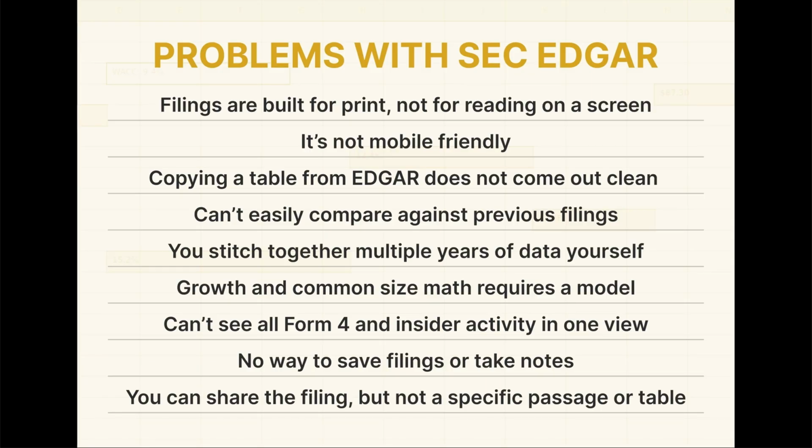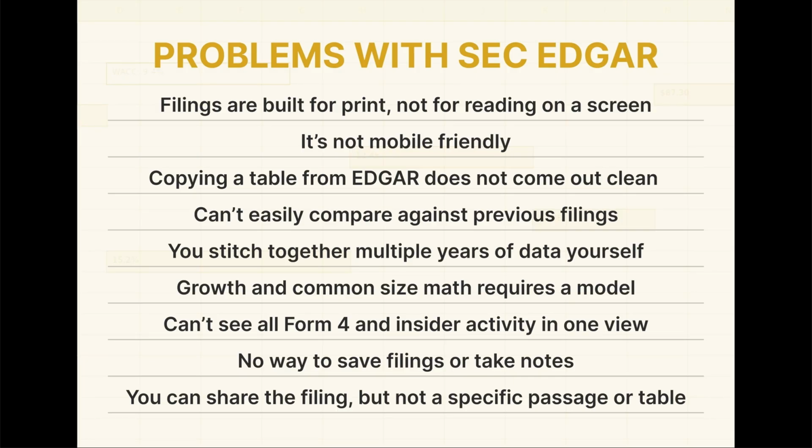Then if you try to copy a table into your model, the dollar signs come out in their own columns, and you spend the next 10 minutes cleaning that up. If you want to see what changed from one year to the next or one quarter to the next, you have to open both filings and read them side by side. If you want multiple years of segment data, that's multiple filings that you have to stitch together by hand. And then if you want to do growth rate, common size analysis, that's all on you to figure out how to do. And usually that means building a model and then calculating that all by yourself.